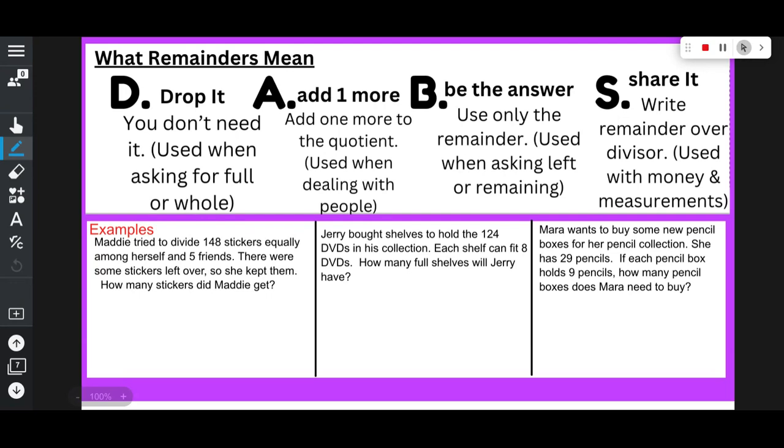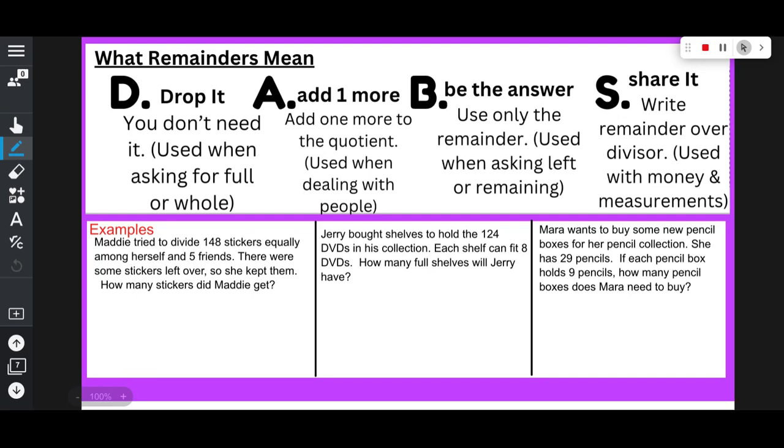The A, add one more. We add one more to our quotient. So if we have a remainder, we make our whole number one bigger when we're dealing with people or things where we can't just end in parts, or a lot of times if we're buying and we need to make sure we have enough.